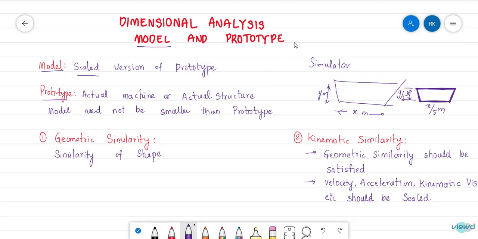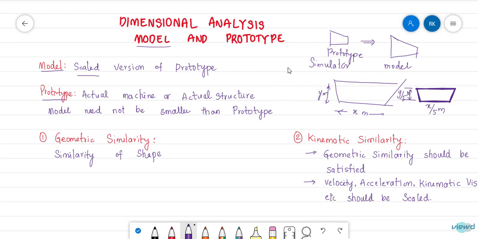So scaling of a prototype to a smaller size or a larger size according to our priority is called a model. For example, if there is a small nozzle present, you need to increase its size for our priority. So this is the prototype, this is the model. Increasing its size will facilitate us to test the model easily.